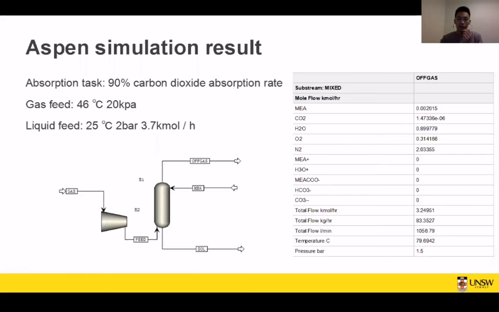The Aspen simulation task is to absorb 90% of the carbon dioxide in the feed gas. The gas feed conditions are constant at 46 degrees and 20 kilopascal. The liquid feed conditions were constant at 25 degrees, 2 bar, and the flow rate was set at 3.7 kilomoles per hour. The final simulation results show that the output concentration of carbon dioxide meets the absorption task of the system.